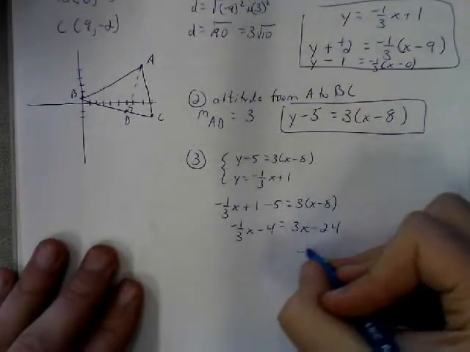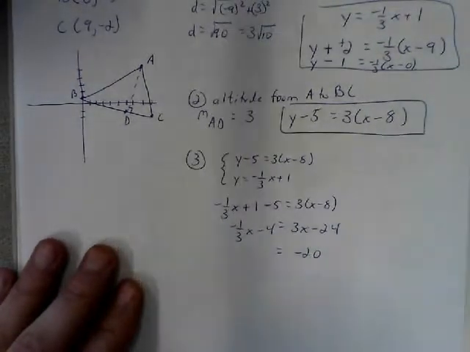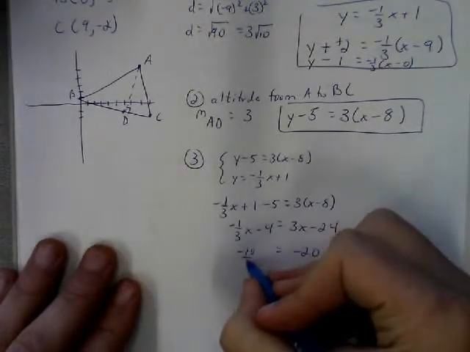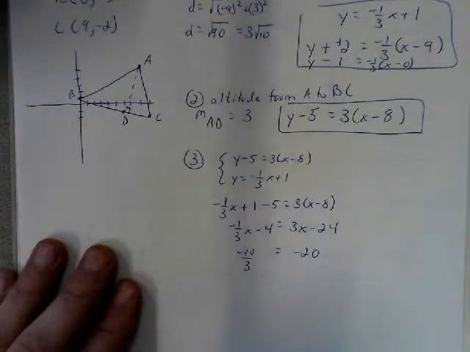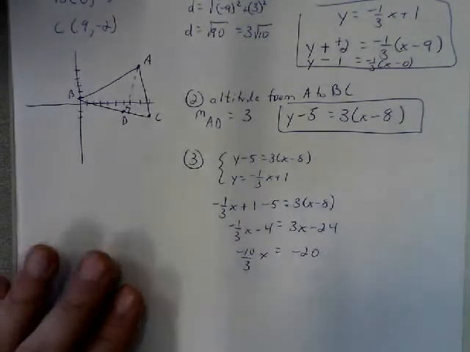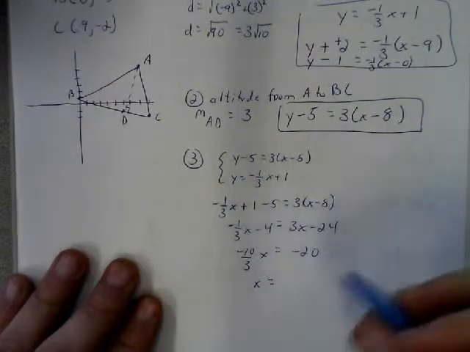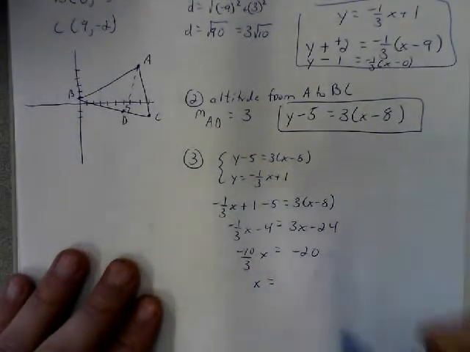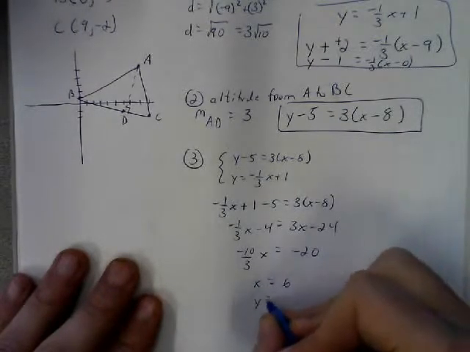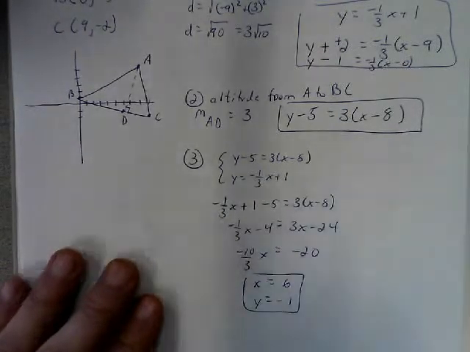So we have 3x minus 24 equals negative 1/3 x minus 4. Let's add the 24 over, we get negative 20. If we minus 3, we get negative 10/3. And then lastly, we can real quickly multiply by 3 to get negative 60 divided by negative 10 to get 6. And if you plug it back in, you get y equals negative 1.